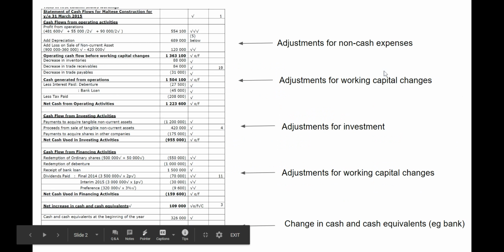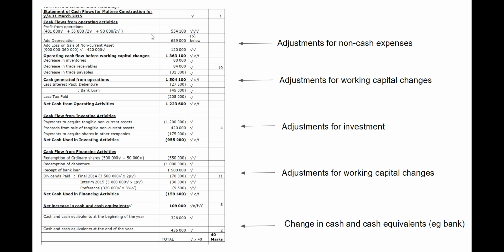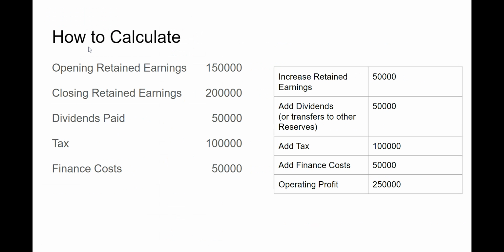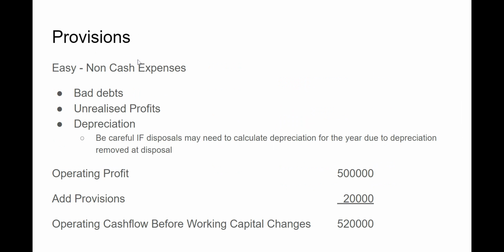Okay, so we've got to this point where we've got the cash flow from the operating activities, and we now need to adjust this amount for the non-cash expenses. What do we mean by non-cash expenses? We mean things like provisions, where although we put depreciation in as an expense in the accounts, and it's right to do so, that isn't a cash outflow. The cash outflow occurred when we bought the non-current assets some time ago.